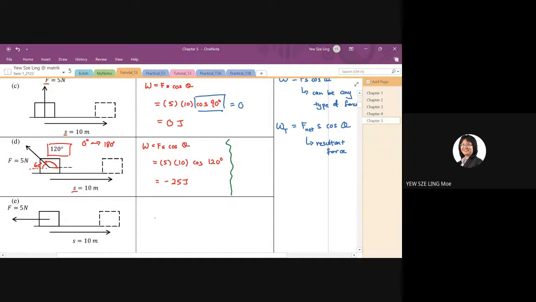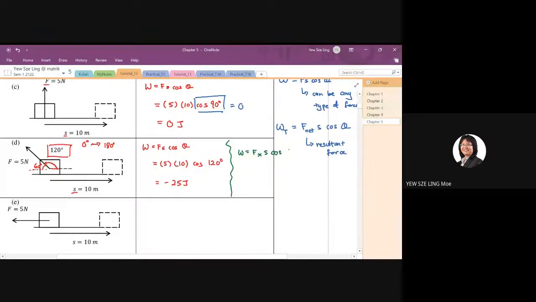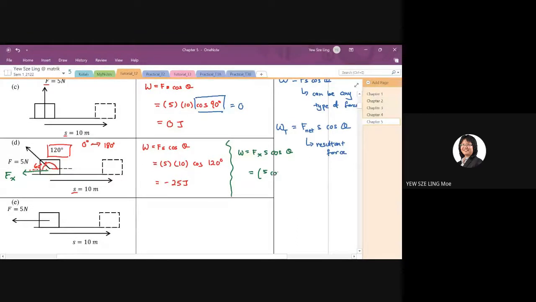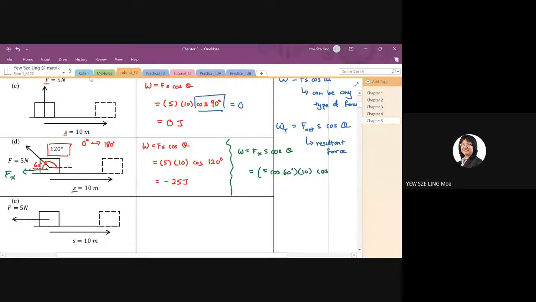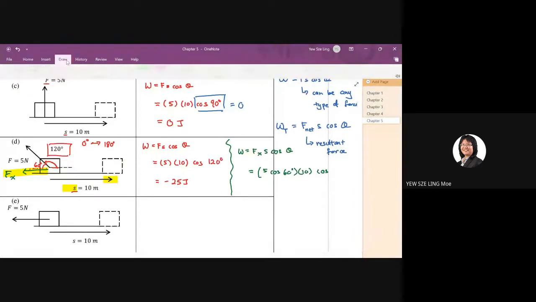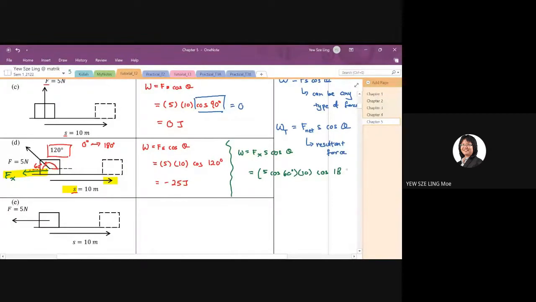Now, if you have a question like this, how are you going to apply the second method? Again, let W equal Fx s cos theta. If you resolve Fx, Fx would be going to the left-hand side. So Fx is F cos 60 degrees, so 5 cos 60 degrees, times S, which is 10 meters. But now your cos is no longer 0 degrees. Why? Because if you look at the diagram, Fx and S are now pointing in opposite directions. So cos 180 degrees, and it equals negative 25 joules.